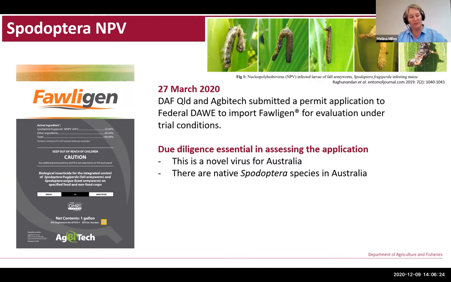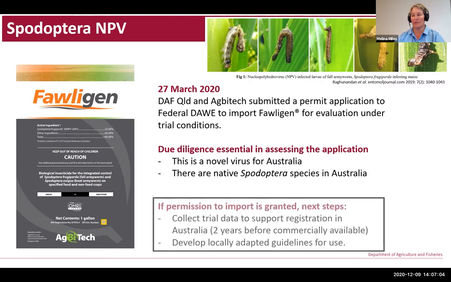It's also possible, we know from previous work in DAF and with CSIRO, years ago when biologicals were much higher on the agenda during the insecticide resistance days of Helicoverpa, that there are lots of native viruses out there affecting the native Spodoptera as well. So there is some value in having a look at those. And DAF has started that process of looking at what is in our collections to see whether they have any efficacy against fall armyworm. So what I'm saying is that if this permission to import Fawligen as a product is not successful, it doesn't mean that's the end of the road as far as NPVs are concerned.